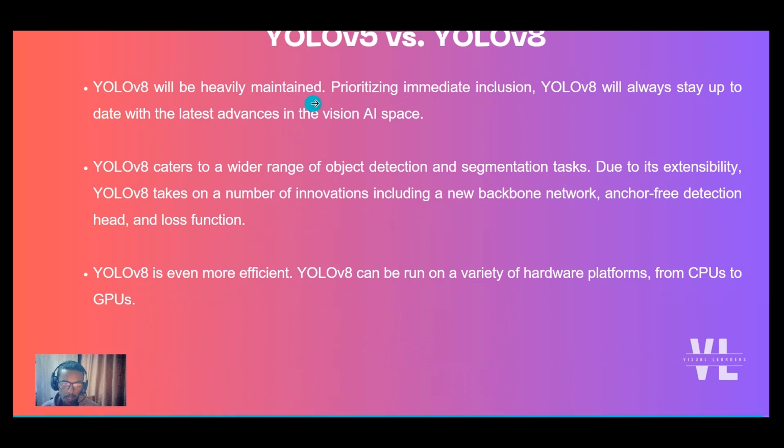YOLO V8 will be heavily maintained, prioritizing immediate inclusion. YOLO V8 will always stay up to date with the latest advances in the vision AI space, and it caters to a wide range of object detection and segmentation tasks. Due to its extensibility, it takes on a number of innovations, including a new backbone network, anchor-free detection head, and loss function. It is also more efficient and can be run on a variety of hardware platforms from CPUs to GPUs.